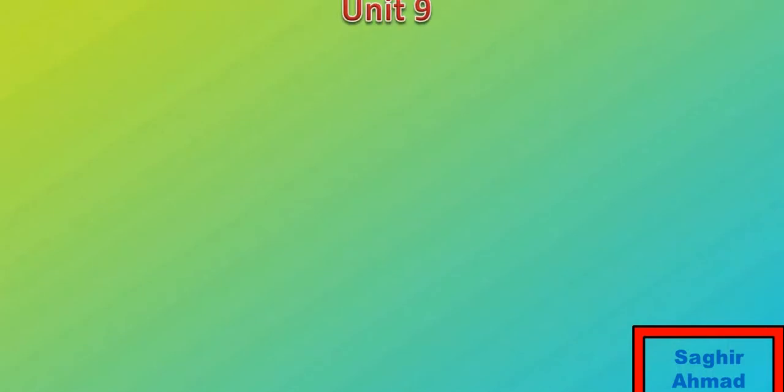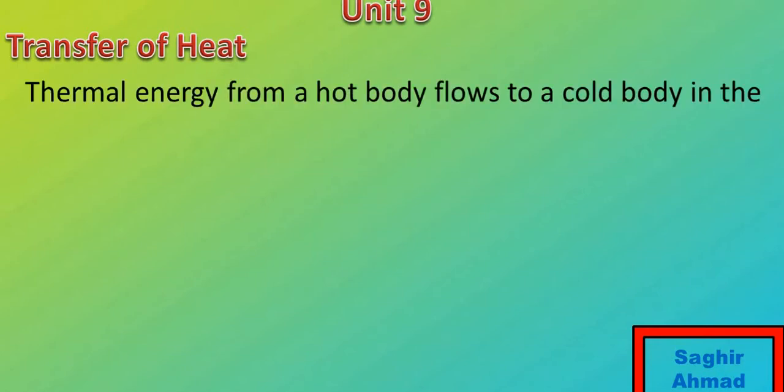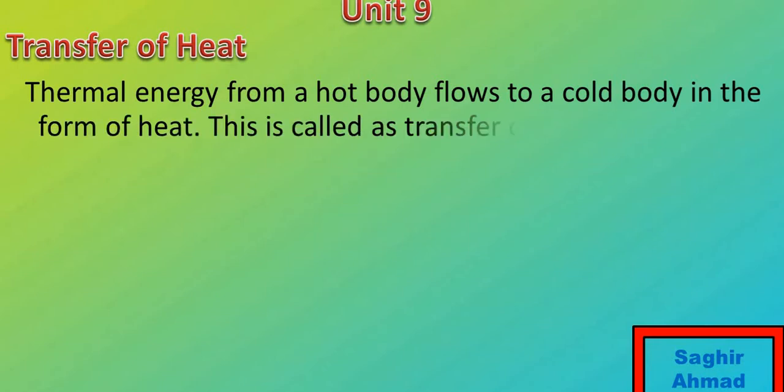Welcome to this video. In this video we are starting unit number 9 and today our first topic is transfer of heat. To understand the topic of transfer of heat, we recall our previous chapter. Recall what happens when two bodies at different temperatures are in thermal contact with each other. Thermal energy from a hot body flows to a cold body in the form of heat. This is called transfer of heat.